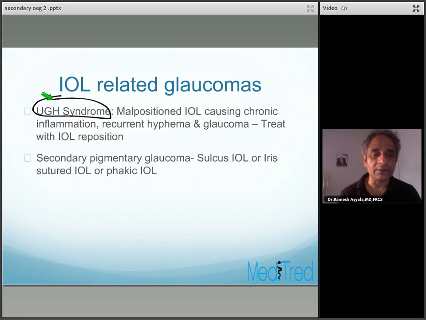Sometimes you can have secondary pigmentary glaucoma from a sulcus IOL or iris-fixated IOL or a phakic IOL. Any of these situations can cause a chafing motion of the haptic portion of the intraocular lens against that iris, releasing the pigment in the anterior chamber, causing pigmentary glaucoma. Again, treatment is to tackle that lens which is causing the problem.